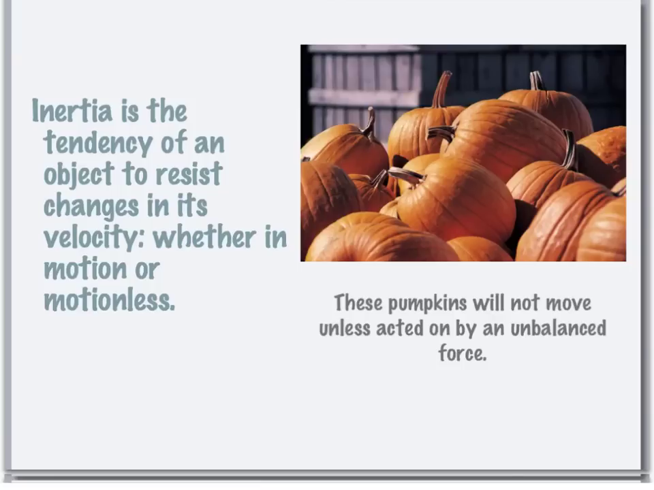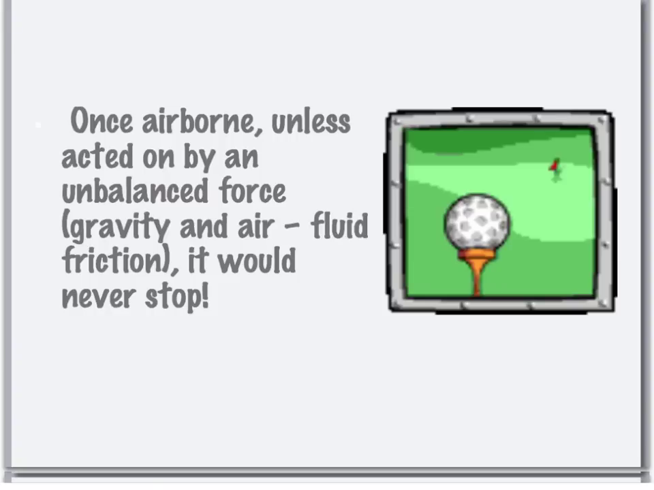So inertia, as stated, is basically the tendency for an object to resist a change in motion or a change in velocity. If something is not moving, it's going to resist movement. It's going to want to stay at rest or not moving. If an object is in motion, it's going to want to stay that way unless each of those are acted on by an unbalanced force. Again, say you're playing golf and you hit the golf ball and it's airborne, so it's flying through the air.